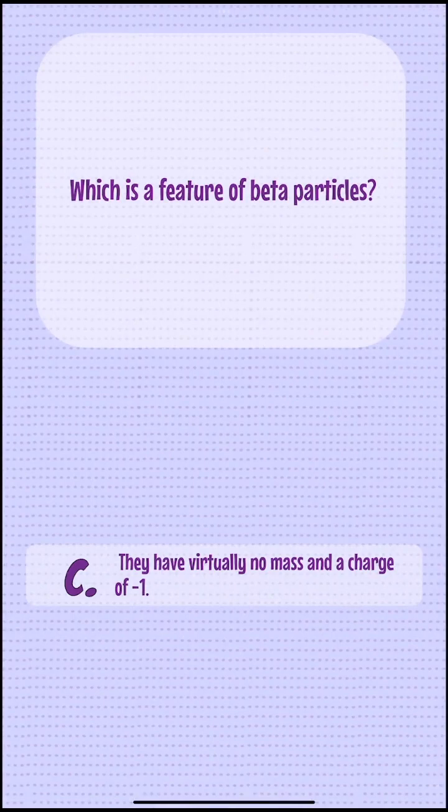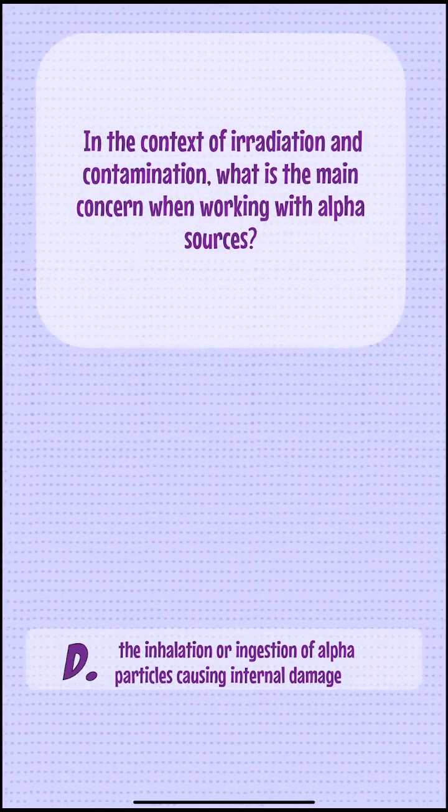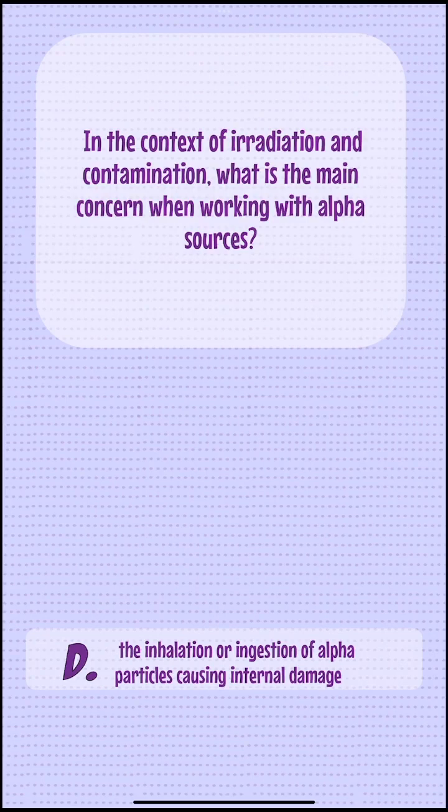So the feature of the beta particles, they virtually have no mass and a charge of -1. Okay, in the context of irradiation and contamination, what is the main concern when we're working with alpha particles? This is what we talked about. Difficulty in detection, penetration through skin, ability to cause burns, inhalation or ingestion of alpha particles causing internal damage. So what is the greatest risk when it comes to alpha particles? The answer is going to be D, yes. Because if you inhale or accidentally eat alpha particles, they're going to be the most ionizing. So they're going to cause the most damage to your cells.